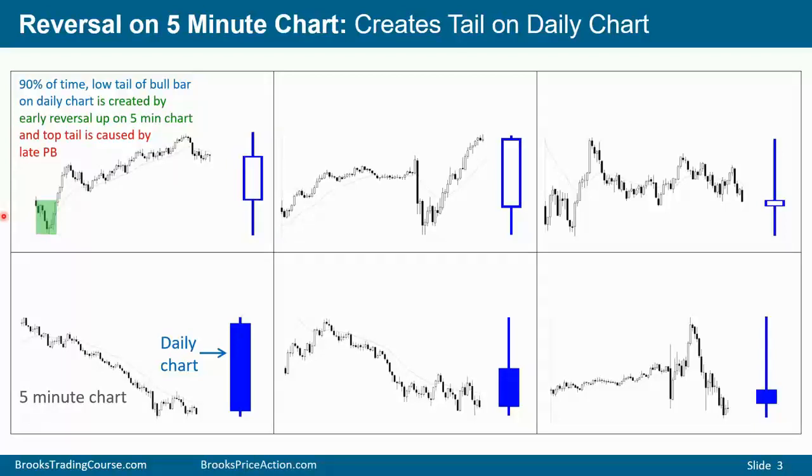90% of the time, if you have a bull day on the daily chart, this tail is caused by an early sell-off and a reversal up. And the top tail is usually caused by some late profit taking, end of the day. Here's the open of the day, low of the day, and this tail on the bottom of the bull day was caused by this early sell-off. There's the close. This tail on top was caused by this late sell-off.